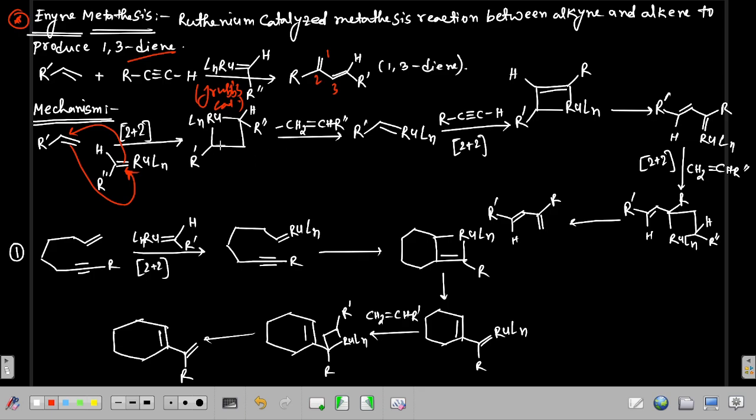Okay, next step, it leads to the breakage of this bond this way, and it leads to the removal of the CH2 double bond with CHR, and it leads to the formation of this carbene, the ruthenium carbene. This is a metal carbene.